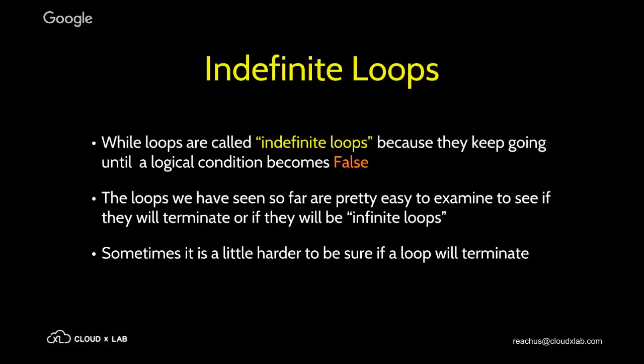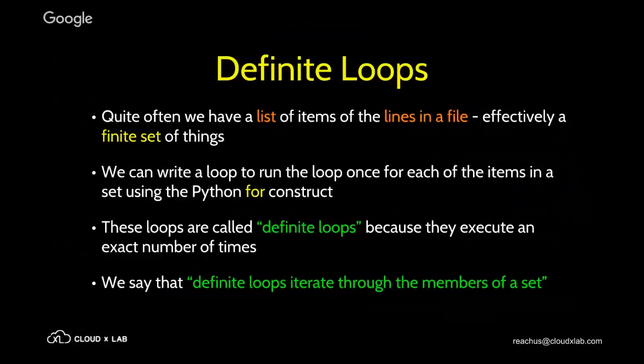The loops we have seen so far are pretty easy to examine to see if they will terminate or if they will be infinite loops. Sometimes it is a little harder to be sure if a loop will ever terminate. On the other hand, we have definite loops. Definite loops are something that would end, right?